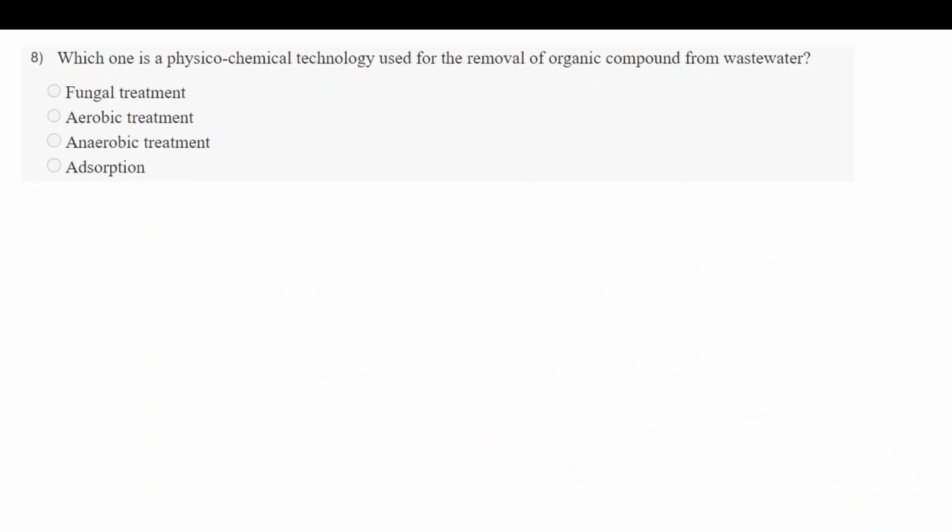Okay, let's move to the next question. Which one of the following is a physico-chemical method for removal of organics? So now this is vice versa. You need to select the one which does not involve any microorganisms or any living organisms. Look into the options and tell me which one is a physico-chemical method?